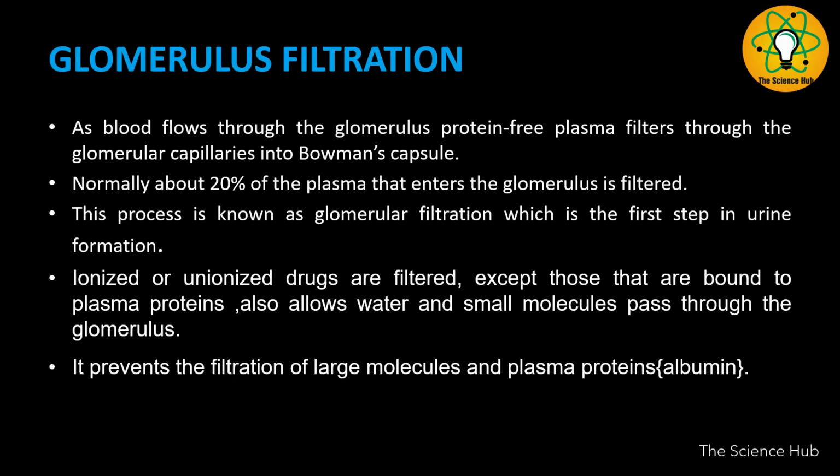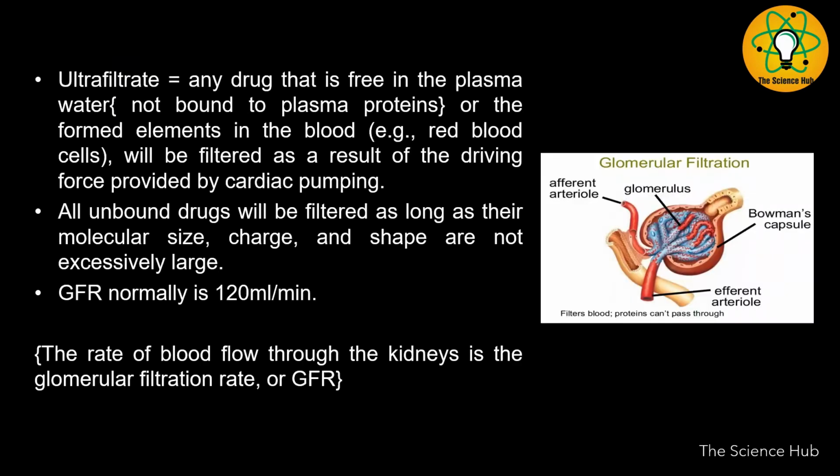Now, glomerular filtration. As the blood flows through the glomerulus, protein-free plasma filters through the glomerular capillaries into the Bowman's capsule. Normally about 20% of the plasma that enters the glomerulus is filtered. This process is known as glomerular filtration, which is the first step in urine formation. Ionized or unionized drugs are filtered, except those that are bound to plasma proteins. It allows water and small molecules to pass through the glomerulus, and prevents the filtration of large molecules and plasma proteins.